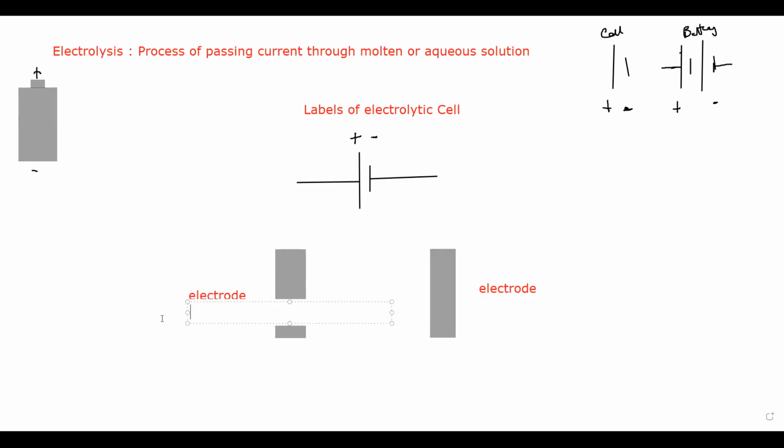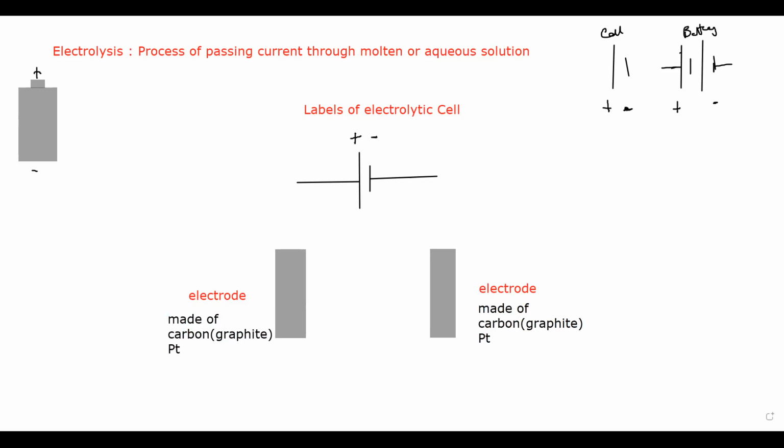Either they are made of graphite, carbon, or platinum. I'm writing it in short as Pt; Pt is the symbol for platinum. So both of the electrodes are made of either carbon, which is graphite, or platinum.